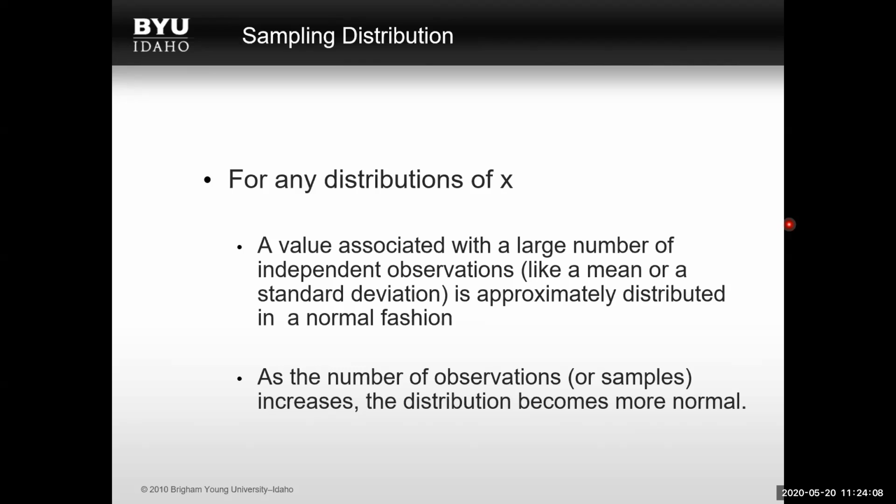But what the central limit theorem says is that the means of those values are normally distributed. So as long as what we're interested in is something like a mean, then we can assume normality. So this becomes really important for us.